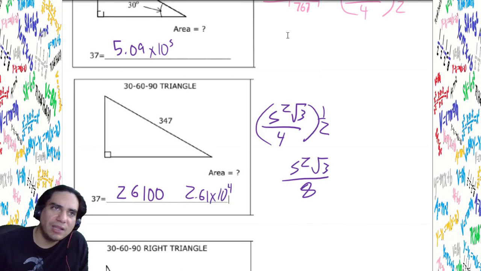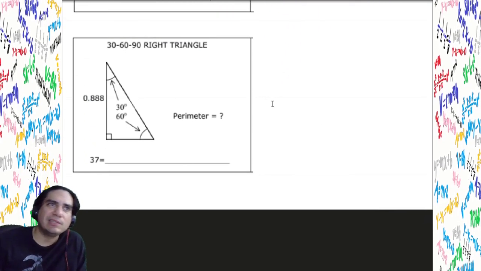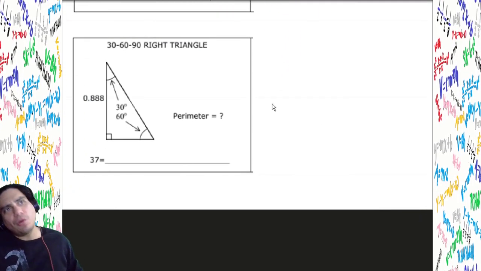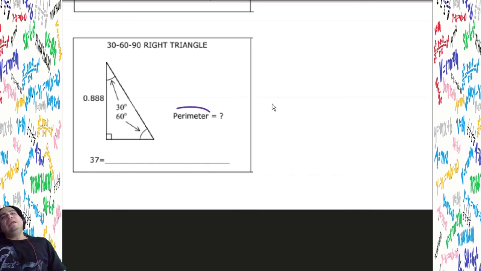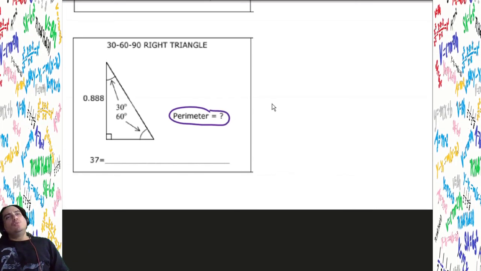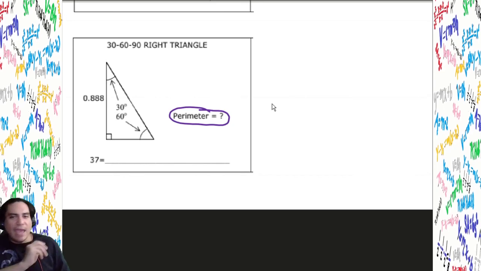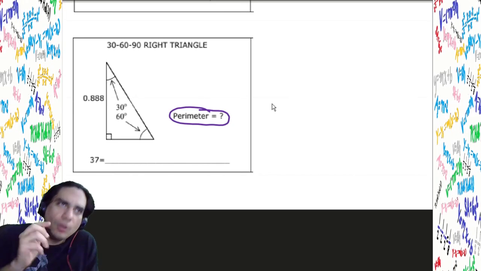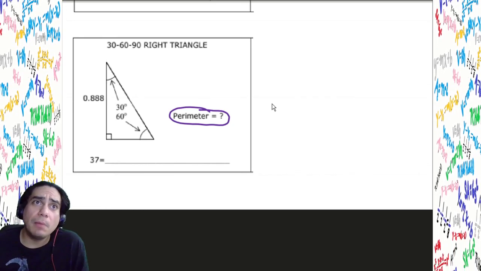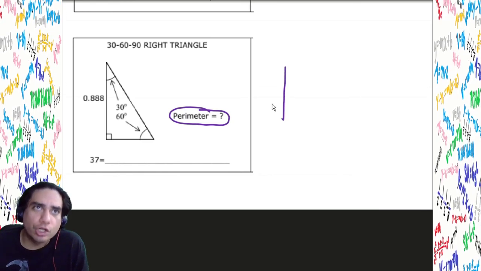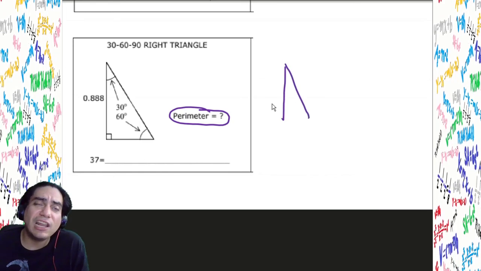You know what I'm saying? Look, ladies and gentlemen, the more we practice, the easier this becomes. Now, this one right here is probably the hardest problem I've ever seen having to deal with 30-60-90, anything having to do with equilaterals, okay? Why? Because this problem is crucial. It is a lot of steps.